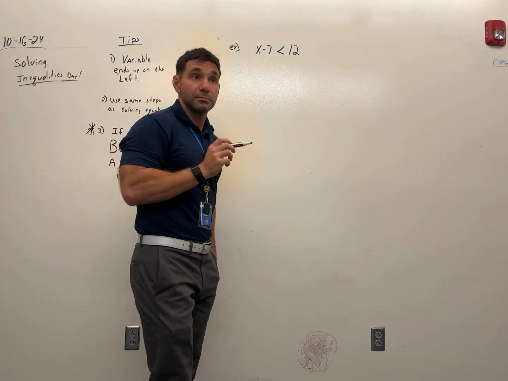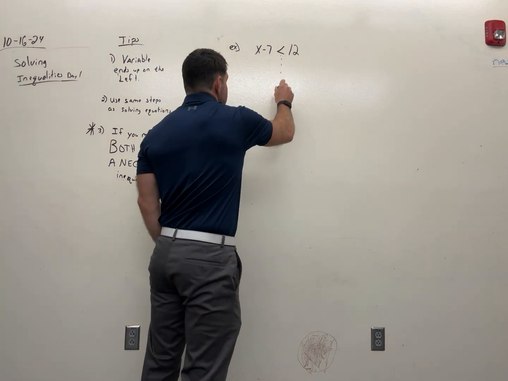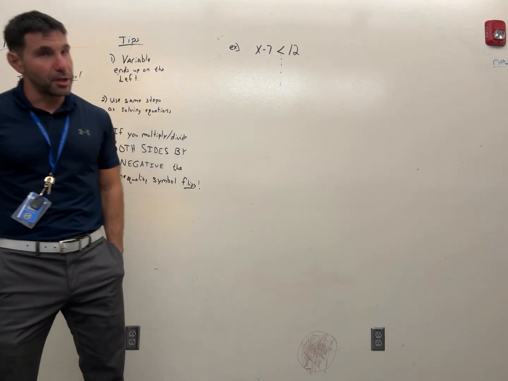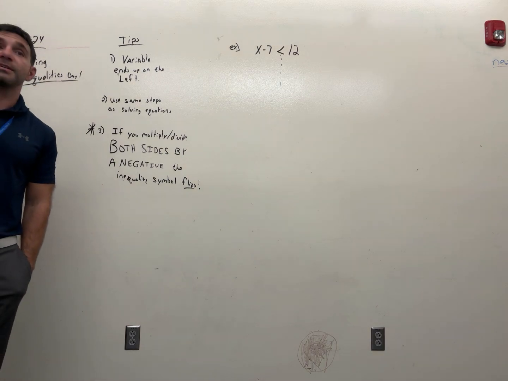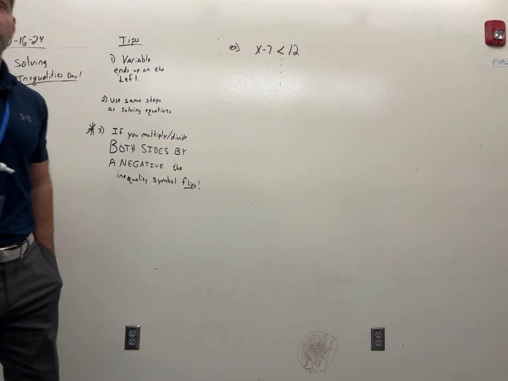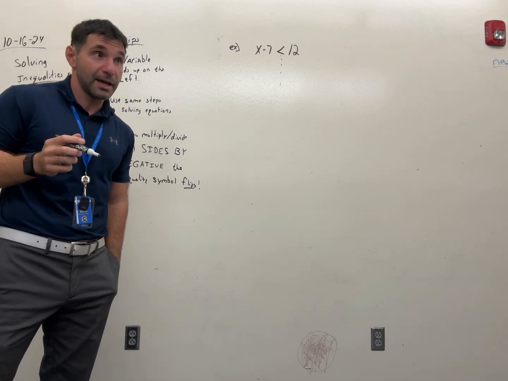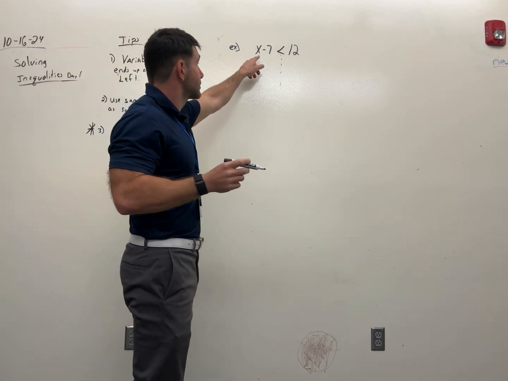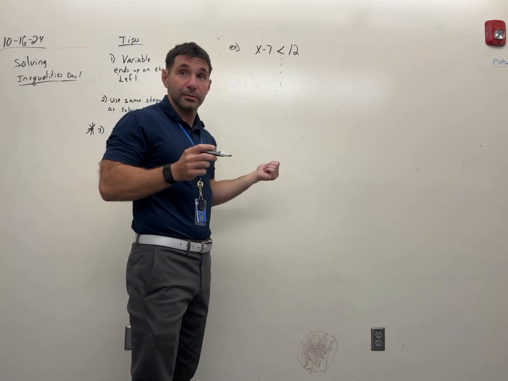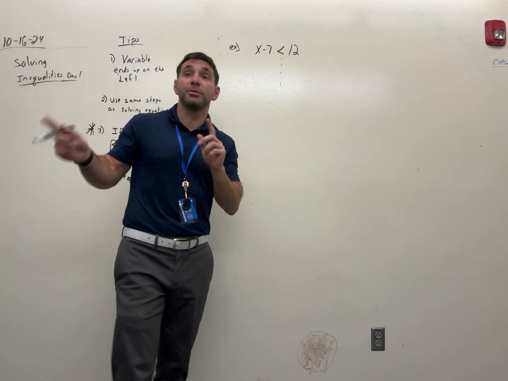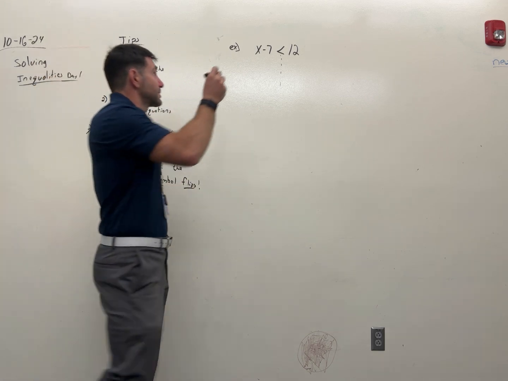Step 1, find the balance point. Step 2, distribute if needed. Well, no. Step 3, combine like terms on the same side. No. Step 4, combine variables on opposite sides. No. Step 5, combine constants on opposite sides. Yes. We're doing that right now. We're combining constants on opposite sides. There's no variables on opposite sides yet.